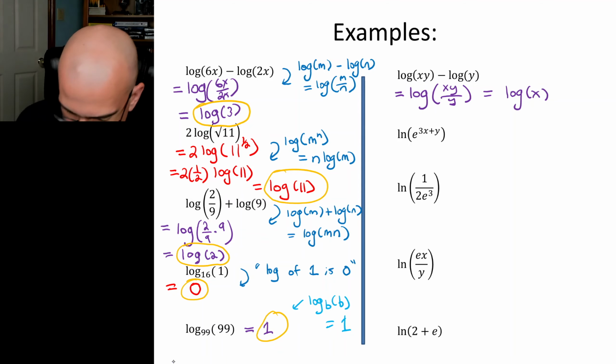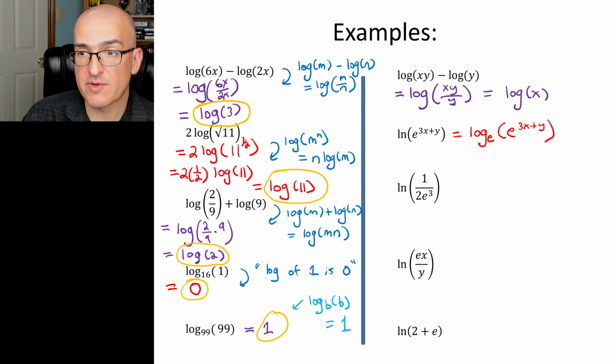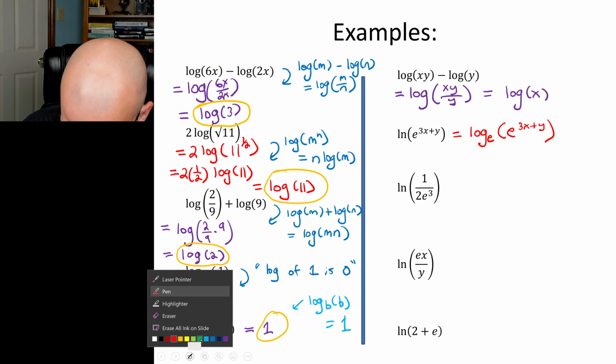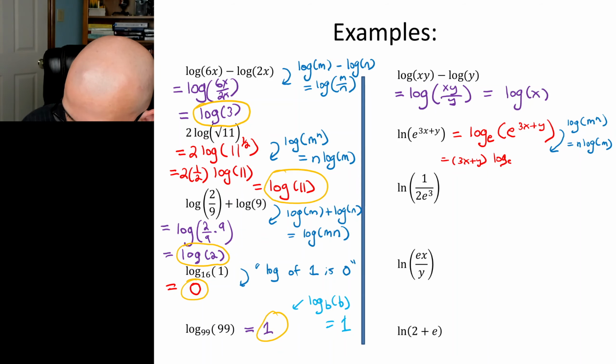Next one, now we're mixing in some cancellation law. I will rewrite this one because it's the first time we've seen this. Ln means log base e, so I'm going to rewrite this as log base e of e to the 3x plus y. Yes, we can use the cancellation law, but I'm going to use another property instead, and then make a note that the cancellation law could be used. We're using log of m to the n is equal to n times the log of m. So we get 3x plus y times log base e of e, which is 3x plus y times 1, which is just 3x plus y.